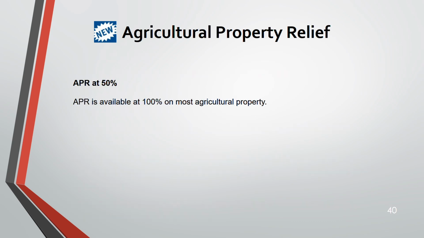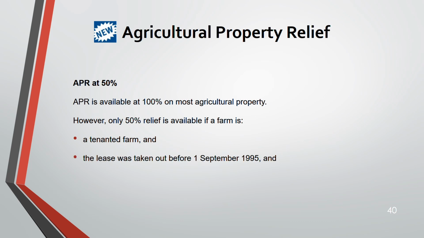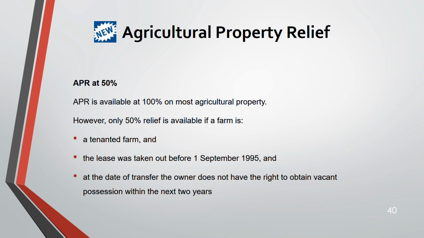APR at 50%. APR is available at 100% on most agricultural property. But as I told you, there is also 50%, but only for a few. Only 50% relief is available if a farm is a tenanted farm. That means you are giving it out as rent. Or the lease was taken out before 1st September 1995 and at the date of transfer, the owner does not have the right to obtain vacant possession within the next 2 years.